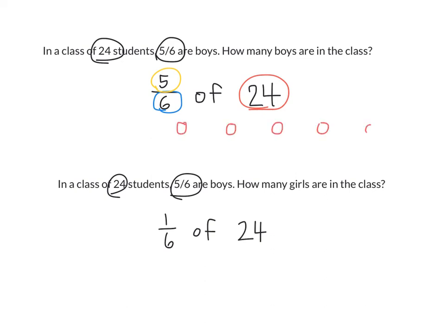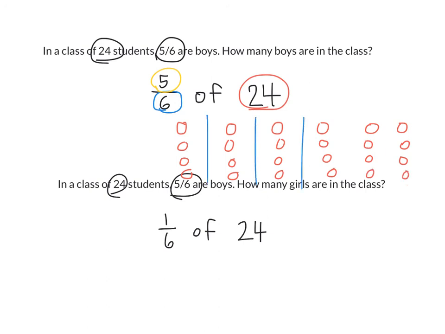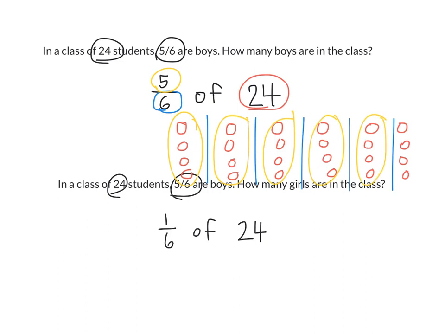3, 4, 5, 6, 7, 8, 9, 10, 11, 12, 13, 14, 15, 16, 17, 18, 19, 20, 21, 22, 23, 24. I now have all 24 students, and they are arranged into 6 groups. I want to circle 5 of those groups. 1, 2, 3, 4, 5. How many students did I circle? 5 times 4 equals 20 what? 20 students. Good.